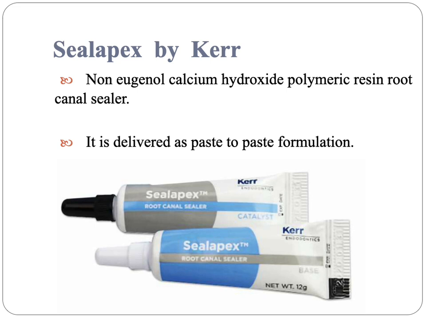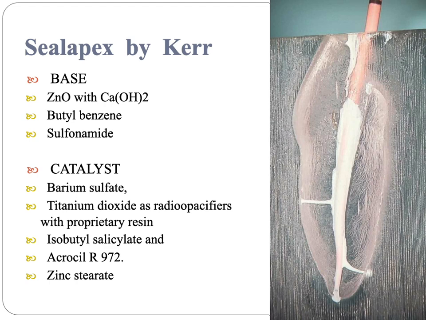So this Sealapex by Kerr Company is a non-eugenol calcium hydroxide polymeric resin root canal sealer. It is available as a two paste system. So the base paste consists of zinc oxide with calcium hydroxide, butylene, benzylene, and sulfonamide, and the catalyst contains barium sulfate, titanium dioxide, your radiopacifiers, isobutyl salicylate, aerosil R972, and zinc stearate.